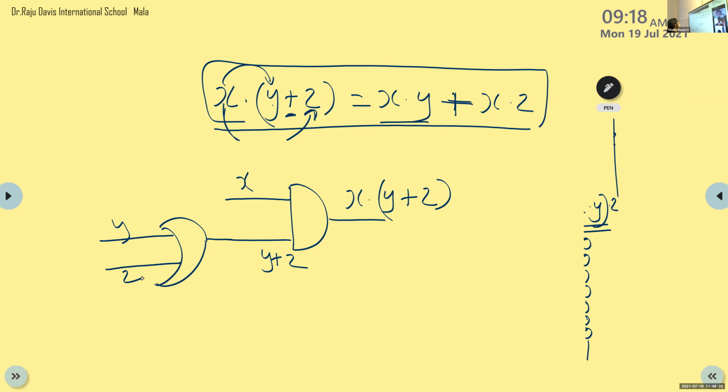Okay, John. So here we are using one AND gate and one OR gate. AND gate is for representing this dot symbol, and OR gate is for representing this plus symbol. For the AND gate, the two inputs are x and y plus z. Here x is the first input and y plus z is the second input. For completing this y plus z, we use an OR gate with two inputs, the first input y and the second input z.